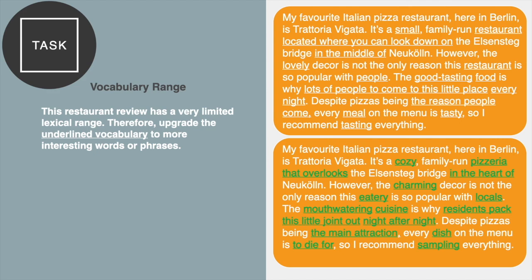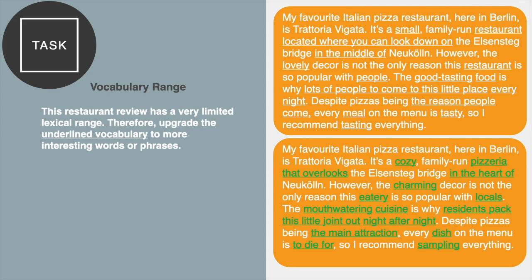Mouth-watering and to die for are both upgrade adjectives on good tasting and tasty. This is because the latter are very simplistic. These adjectives, even A2 students may know. However, the former are more complex compound adjectives.